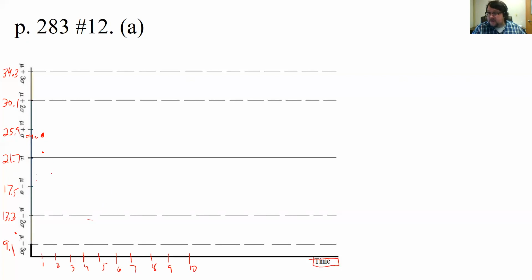Next one is 19. So somewhere around here. On day 3, it's at 17. So we're getting fewer injuries. Good, not necessarily a bad thing. 15 on day 4. On day 5, we had 20, somewhere around here, maybe. On day 6, we had 24.